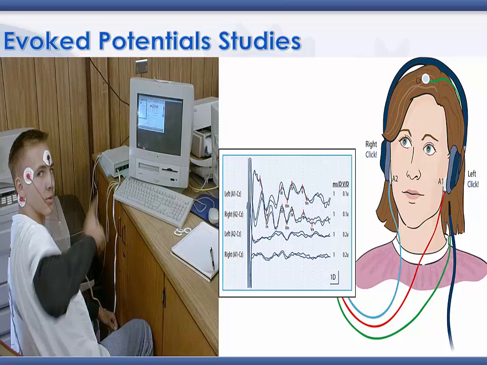Audio evoked potentials, the patient listens to a series of clicks in each ear. Sensory evoked potentials, short electrical impulses are administered on the arm or the leg. Motor evoked potentials can detect disruptions on a motor pathway of the brain or spinal cord, such as MS.